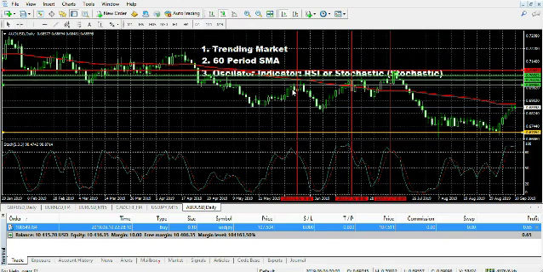Now, what did price do? The first time he tried, failed at the moving average. Second time he broke above the moving average, but he didn't actually beat that previous high. Can you see that? And then the third time he still broke above the moving average, but he still didn't beat that previous high. And what happens afterwards? You see that drop?